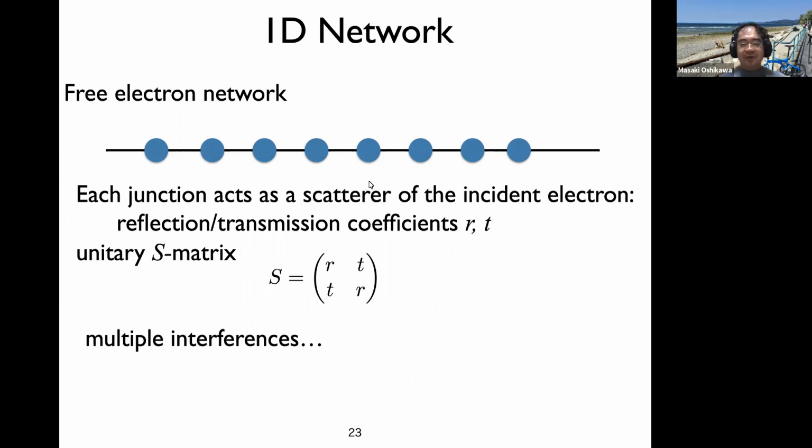So if you solve the scattering problem in this network quantum mechanically, then actually this is not so trivial, because you must take multiple interferences into account, because the electron can just transmit through this junction, or transmit, then deflected back, and reflected back again, and so on. So there are many possible paths, and you need to take the interferences into account.